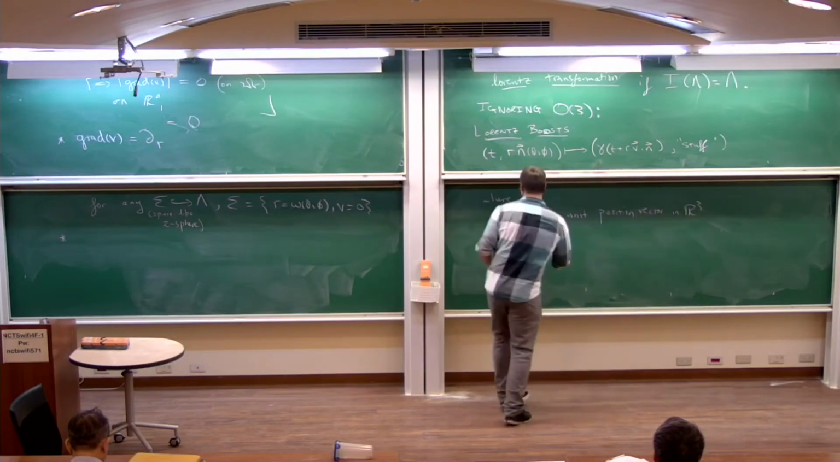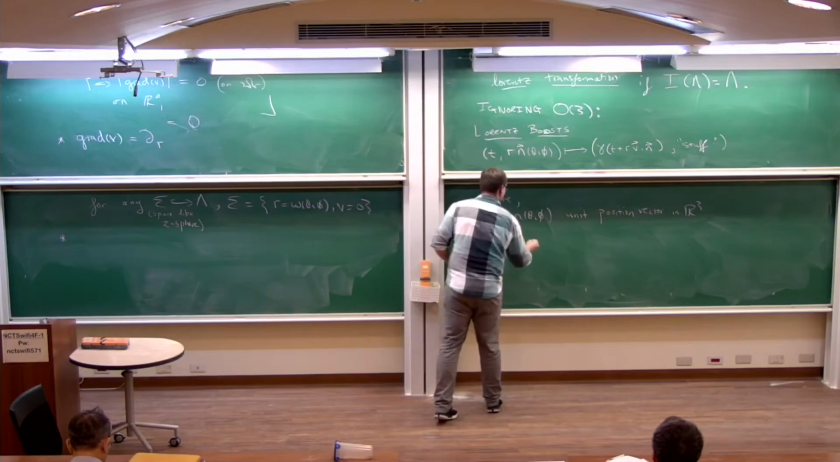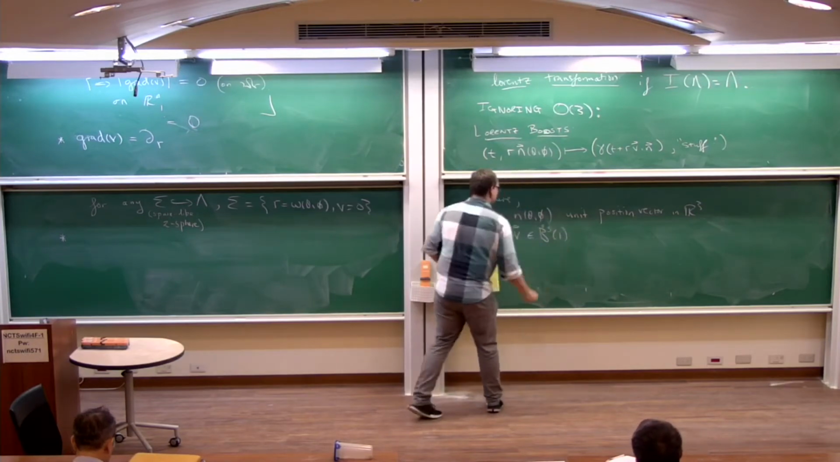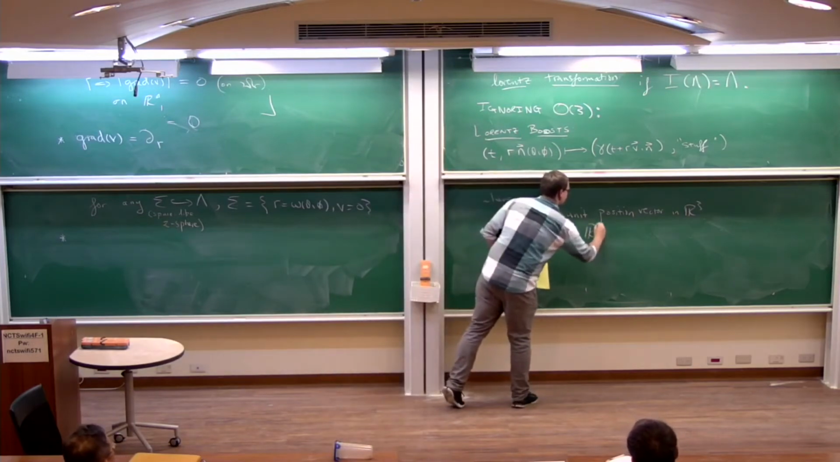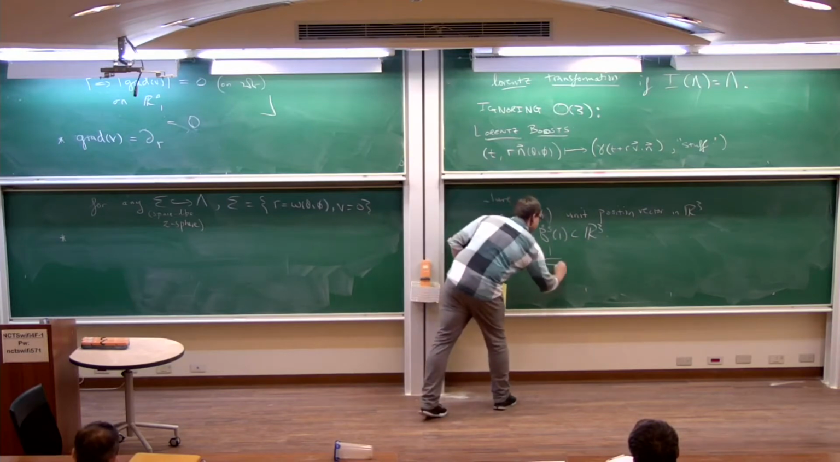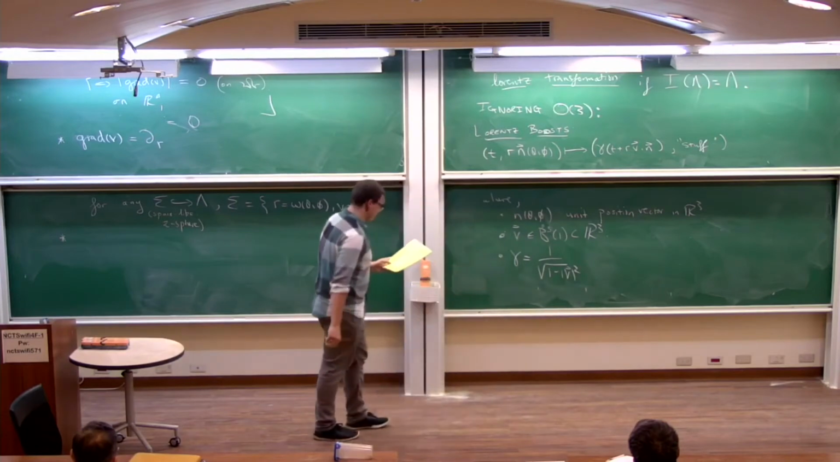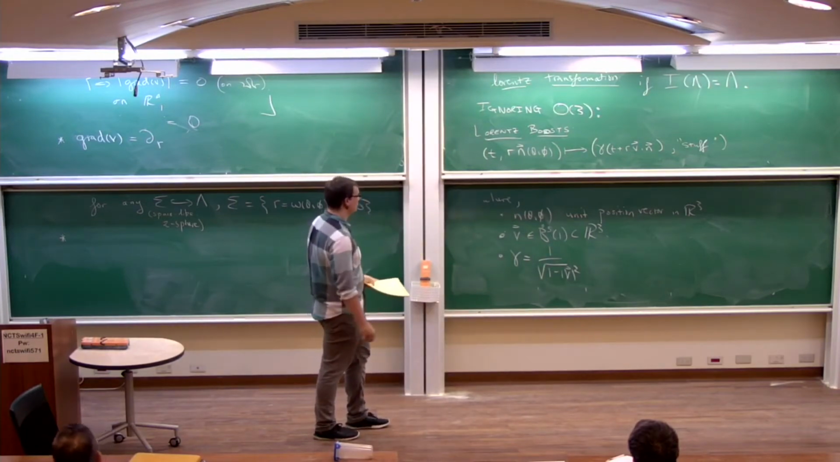In R3, v here is just some vector in R3 in the unit ball, and gamma is 1 over the square root of 1 minus v squared. All right?